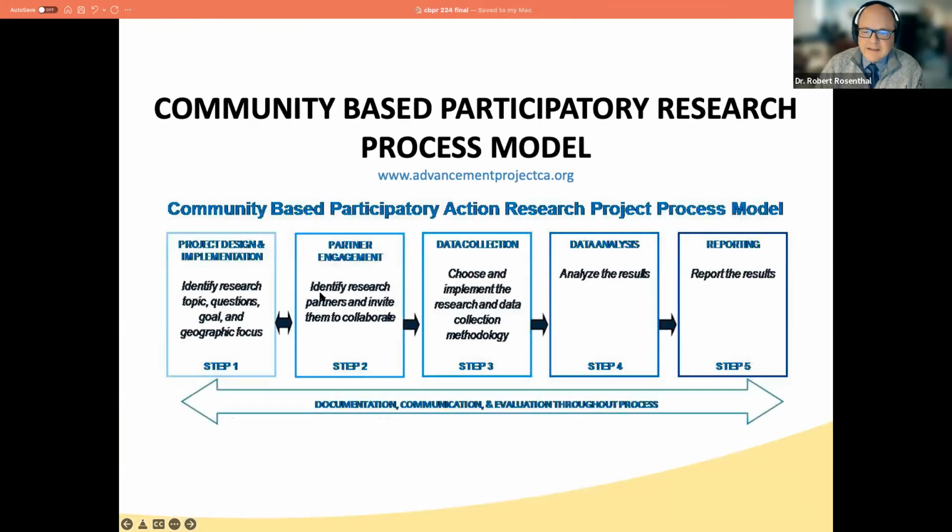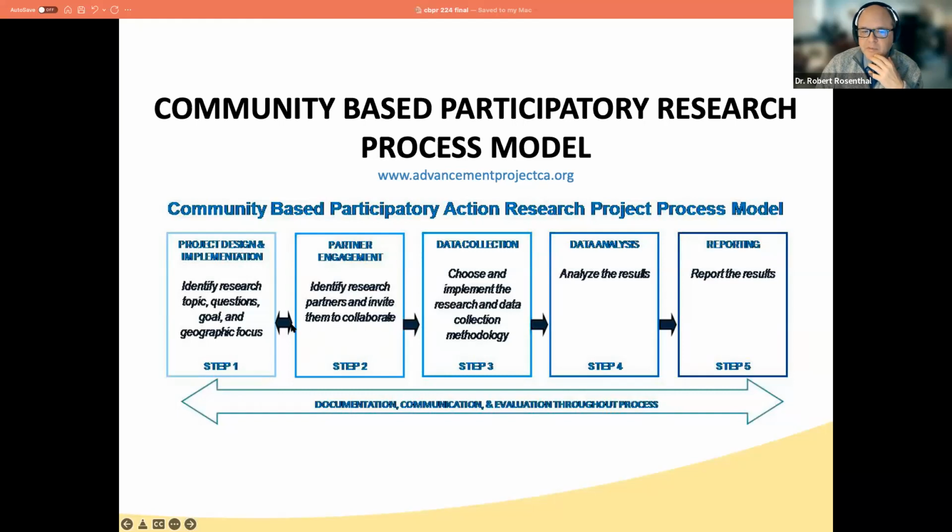This is kind of a diagrammatic plan for how to do this. And I find it kind of interesting because the first step is project design and implementation. In reality, the initial question is probably going to come from the academician or from the university. They're going to identify the research topic, the questions, the goals, and geographic focus, et cetera. So they have this wonderful idea. We're going to study project X in community Y. And so then the next step is they identify their research partners and invite them to collaborate.